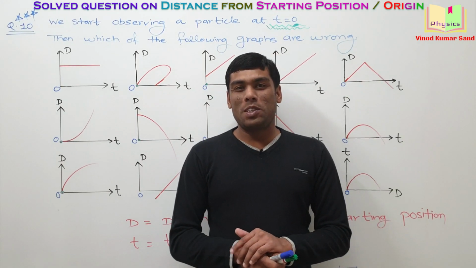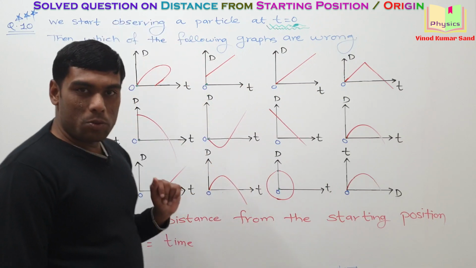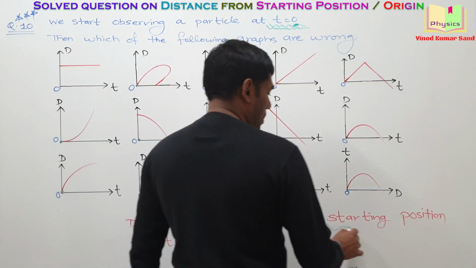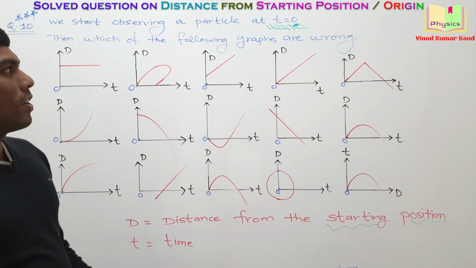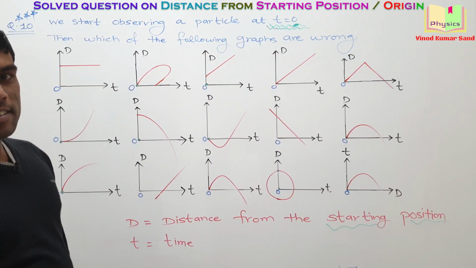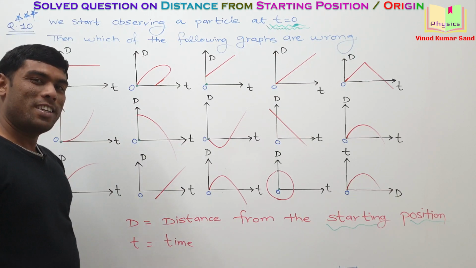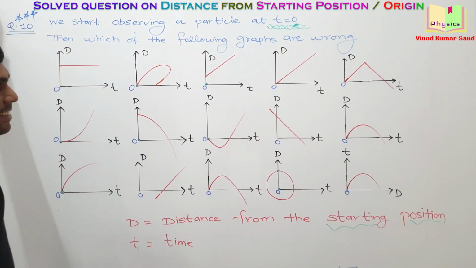Here comes the last question. Same pattern as the previous one. We start the observation at t equal to 0. D here is the distance from the starting position. And you have to figure out which of the given graphs are wrong. Pause the video and give your best shot. This is also an interesting question.